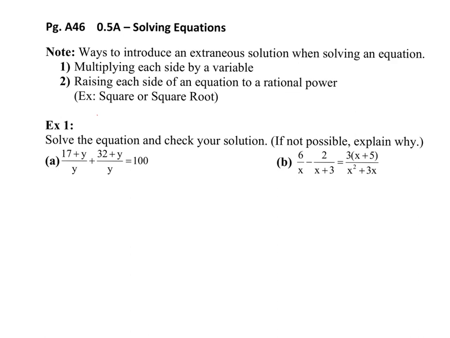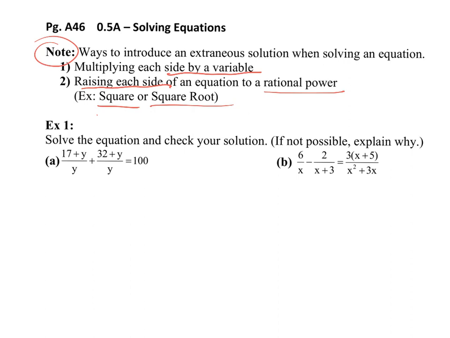All right, 0.5a, solving equations. Before we even get started, there's a couple ideas I want you to take note of. There are ways to introduce an extraneous solution when solving an equation. One way is by multiplying each side by a variable, or raising each side to a rational power, meaning you're squaring each side or you're square rooting each side.